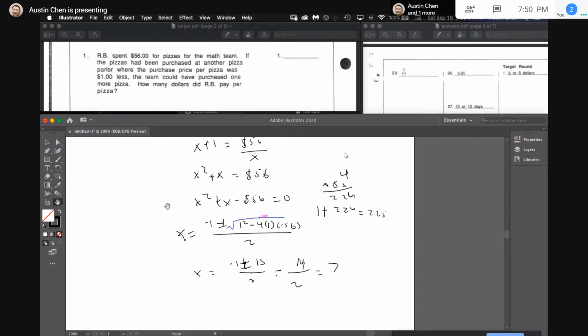So a fast way to do this is just basically noticing that 7 and 8 were one apart, and so you could just use that and find that it was $8.